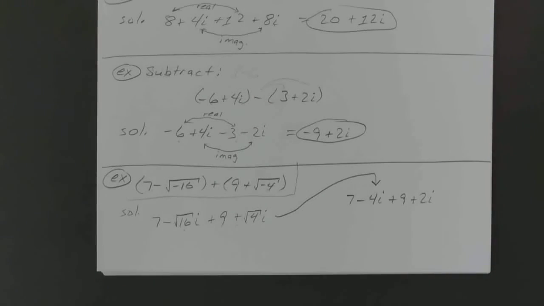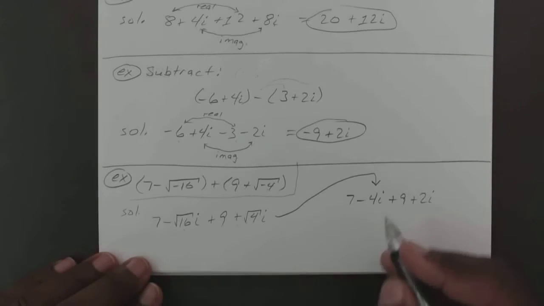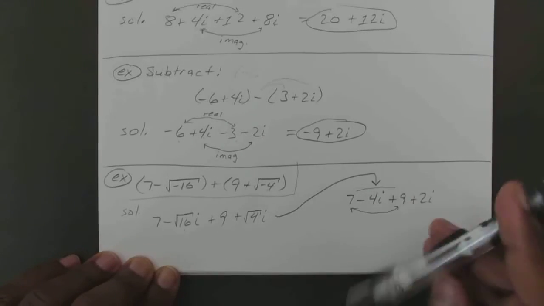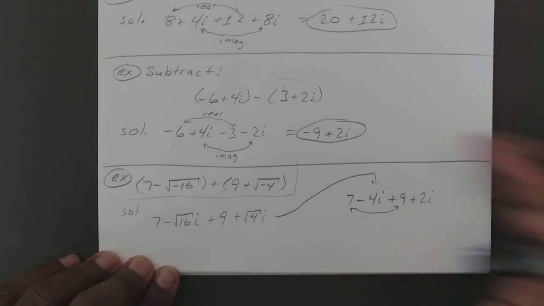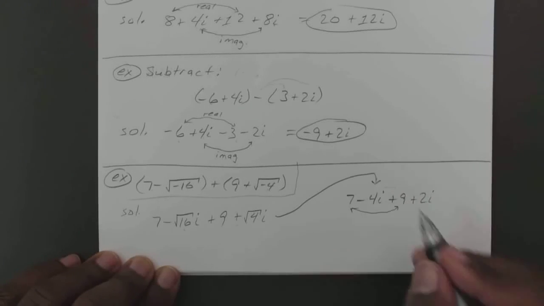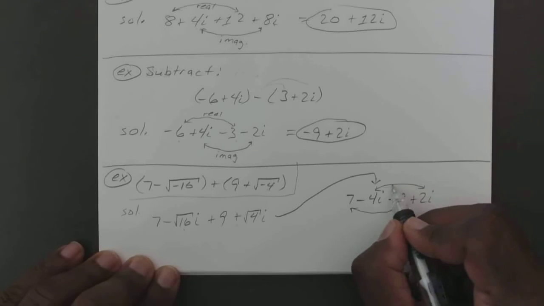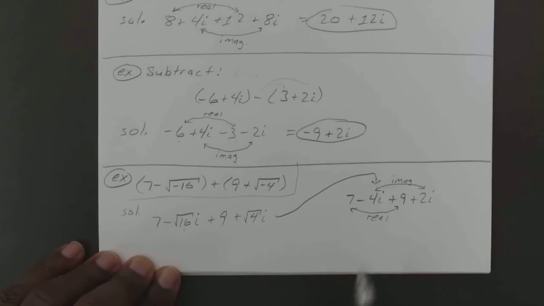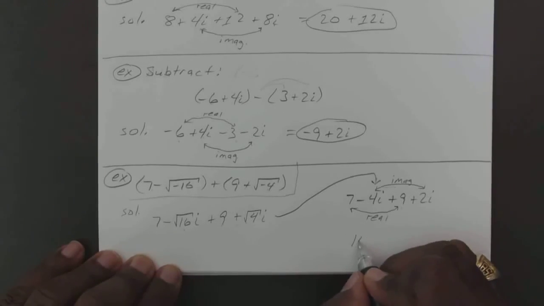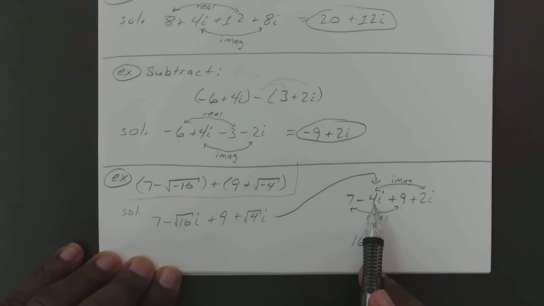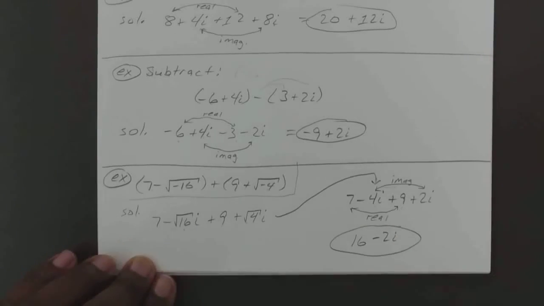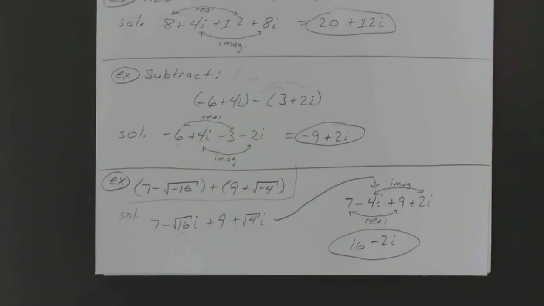Then we combine the reals with the reals and the imaginaries with the imaginaries. So we combine the 7 and 9, and we combine the negative 4i and 2i. So you have your imaginaries and you have your reals. 7 and 9 is 16. Negative 4i plus 2i is negative 2i. All right, so any questions on that one?